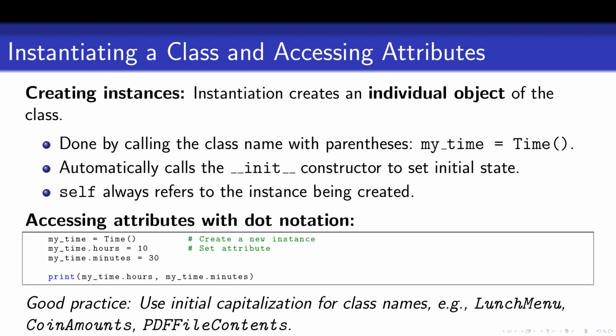A helpful convention is to use initial capitalization when naming classes, such as LunchMenu, PDFFile, or CoinAmounts, while using lowercase for instance variables. This helps distinguish user-defined types from regular variables in your code.